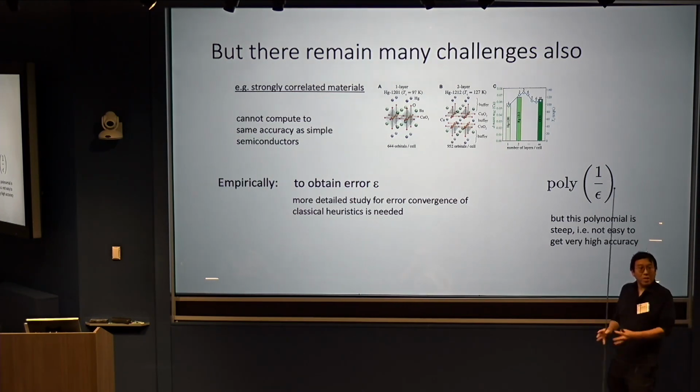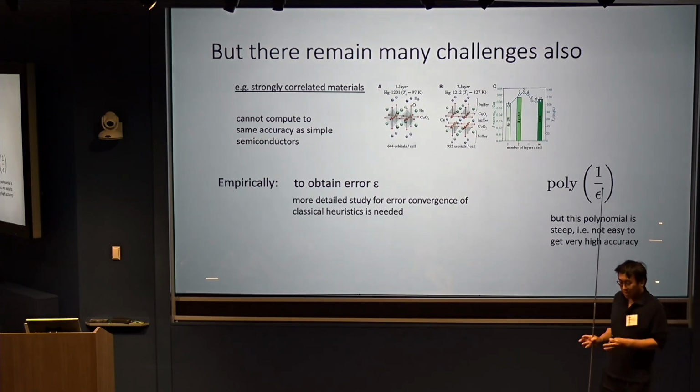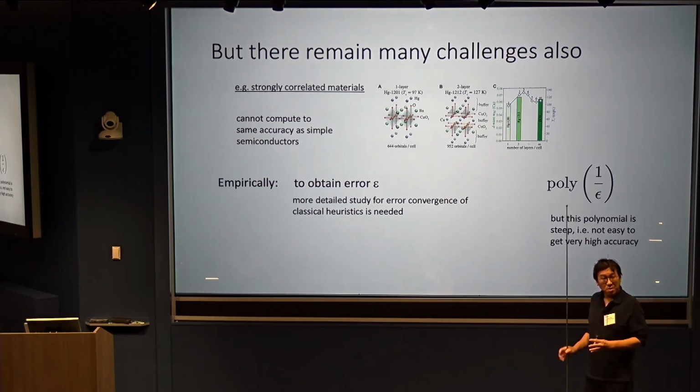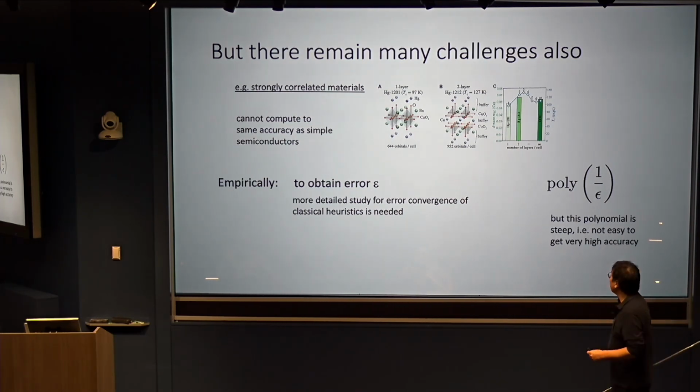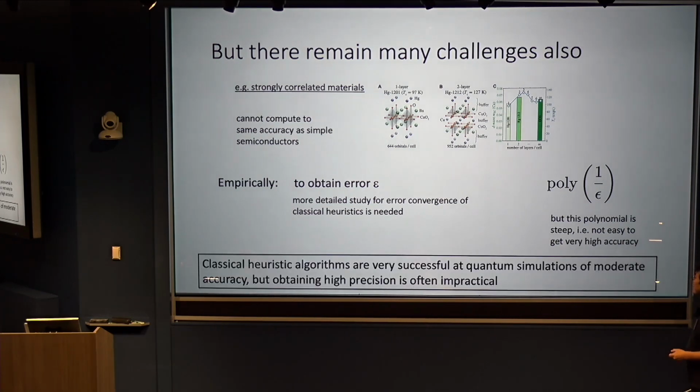Now notice there's no exponential here, okay? So in a formal computer science sense, it doesn't seem to be truly hard to improve the precision. But this polynomial can, in many cases, be a very high polynomial. And so in practice, it can be very difficult to obtain high accuracy. So the summary is that heuristic algorithms are in many ways incredibly successful, far more successful than you would have imagined from Dirac's original statement, but obtaining high precision remains a bottleneck.